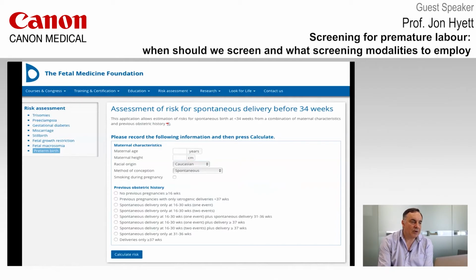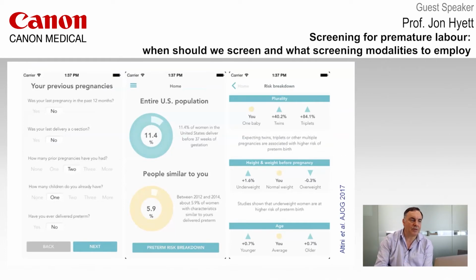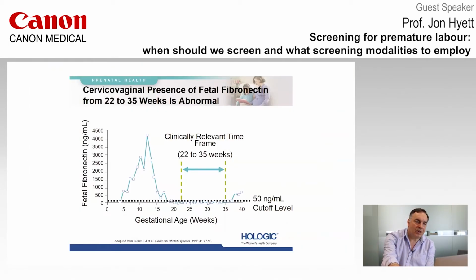There is a risk calculator on the Fetal Medicine Foundation website that allows you to calculate individualized risks for preterm delivery. This isn't the only software available. This is actually an app you can use as a patient that describes your risk. We can use this in combination with fetal fibronectin, and you can see this might be of more relevance to people who are already symptomatic.